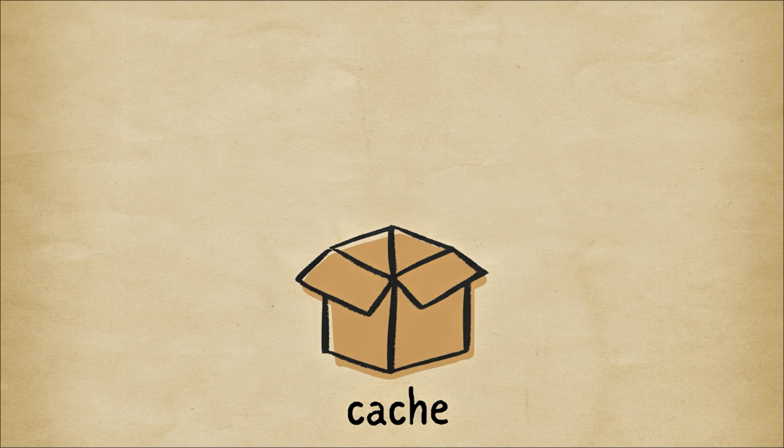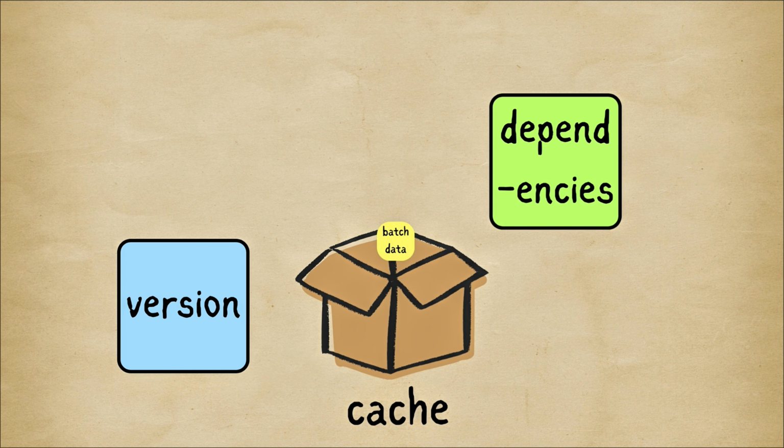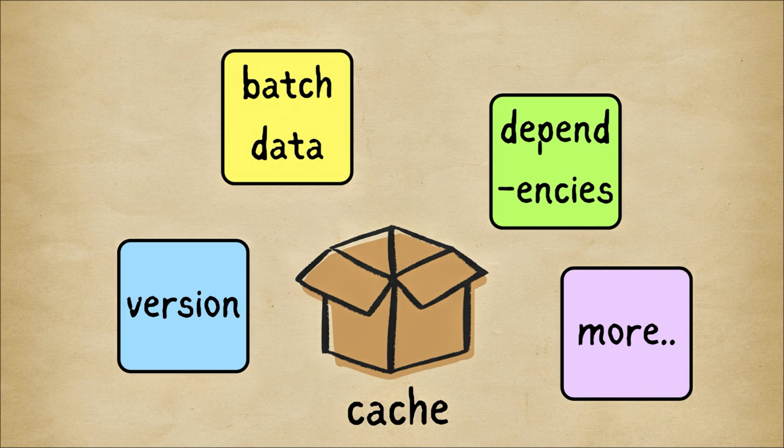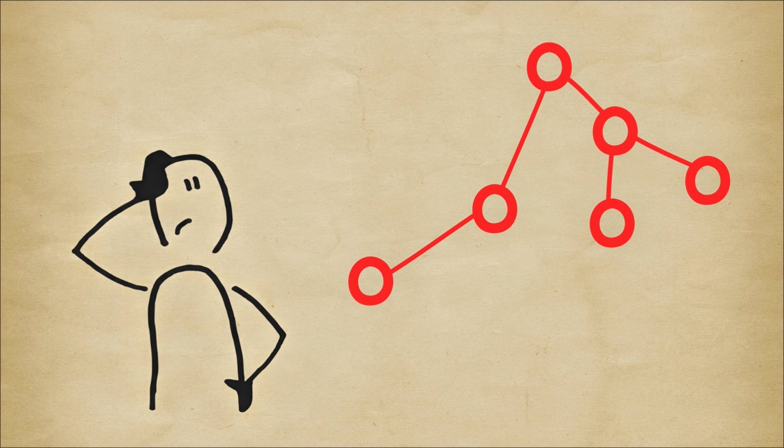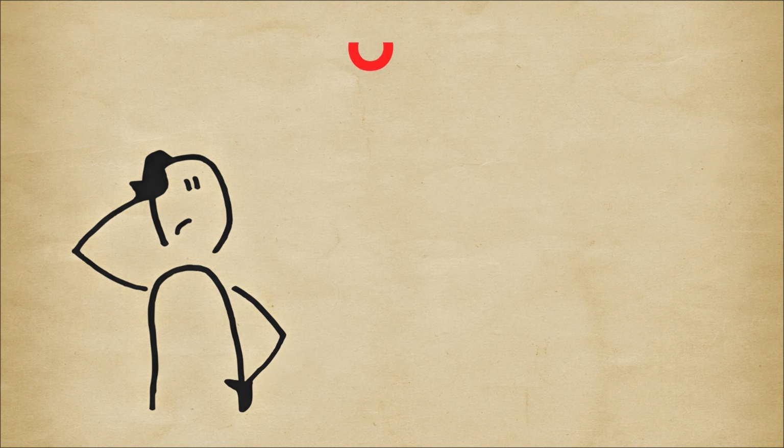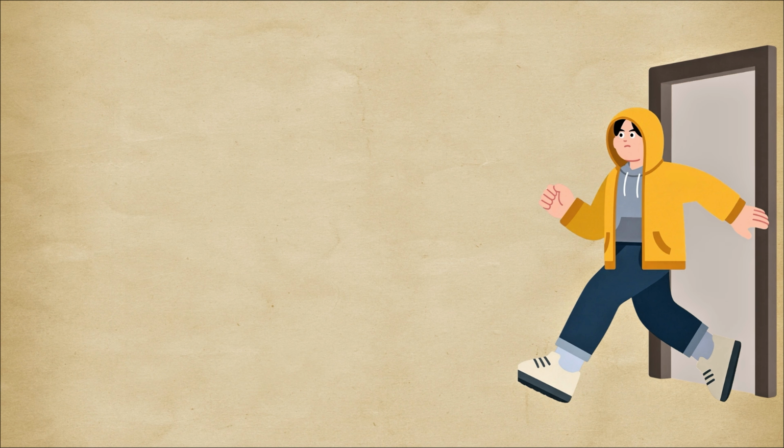Because the cache stores all the metadata about a package, such as its versions, dependencies, patch data, and more. Then apt starts creating a dependency graph for all the packages required by the target package. Once the graph is ready, it rushes towards the sources list.